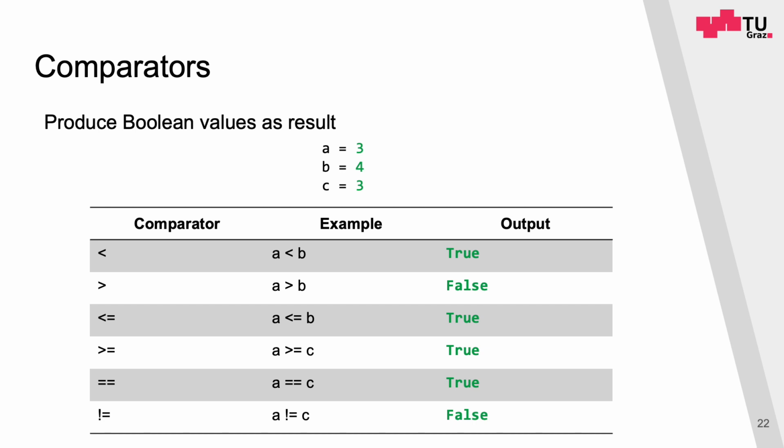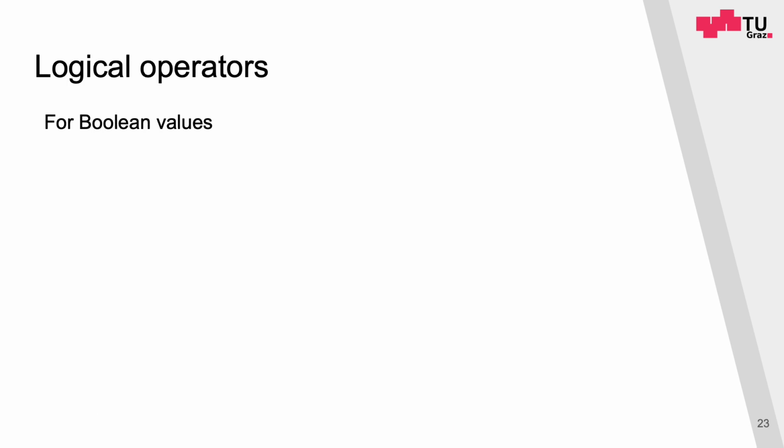And in the last row, we have, for example, A is not equal to C, and the result is false because both values are the same. So this exclamation sign means not equal to. So we check if the values are not equal. So using comparators, we can produce Boolean values in Python.